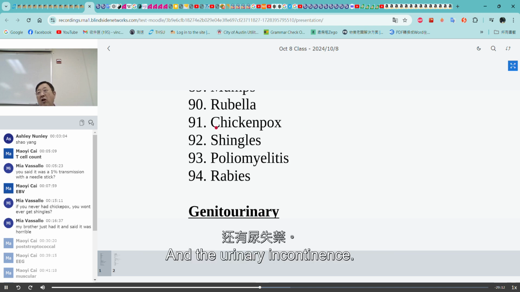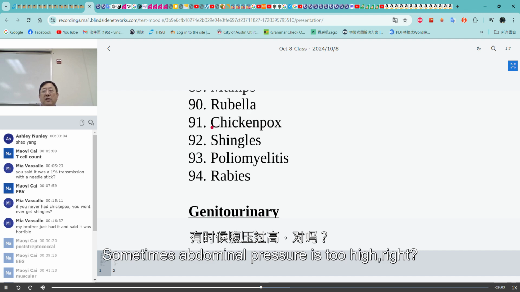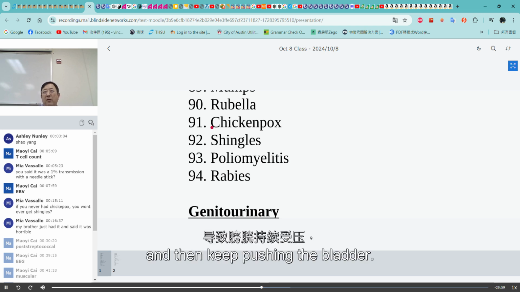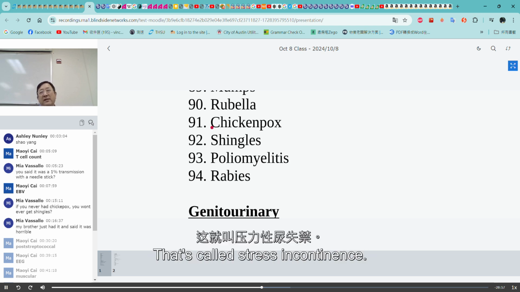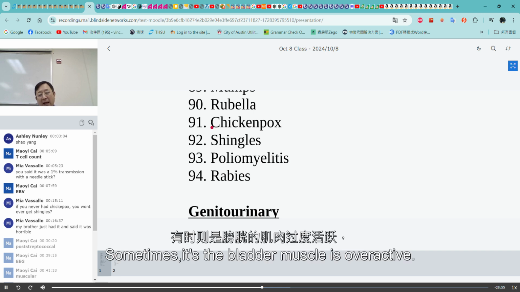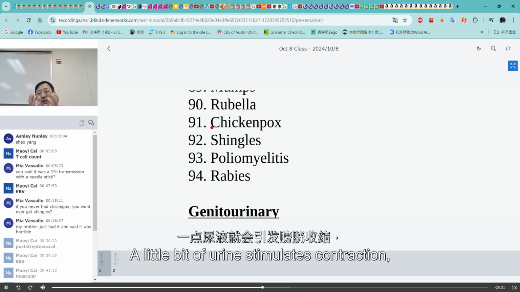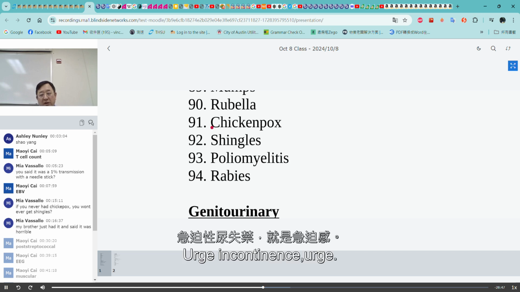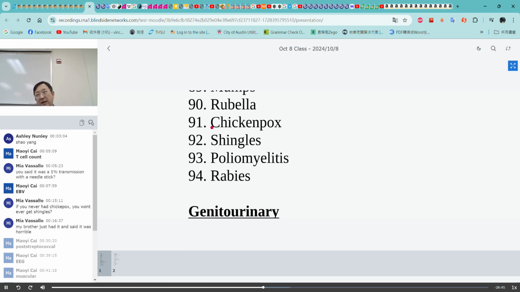And the urinary incontinence. Incontinence means what? Loss of control. There are many reasons, right? Sometimes abdominal pressure is too high, right? And then coughing a lot and then keep pushing the bladder. That's called stress incontinence. Sometimes the bladder muscle is overactive. A little bit of urine stimulates contraction, right?